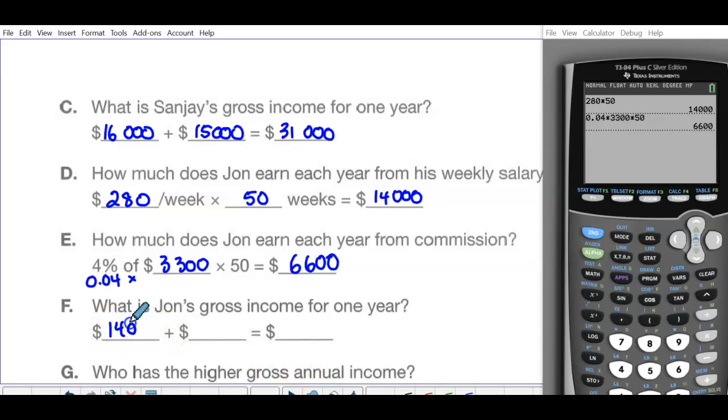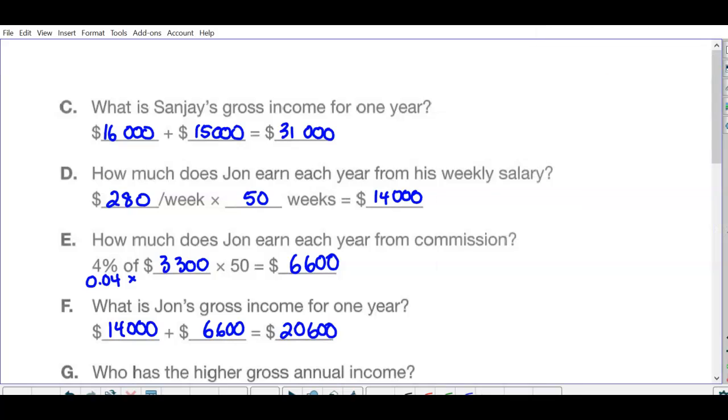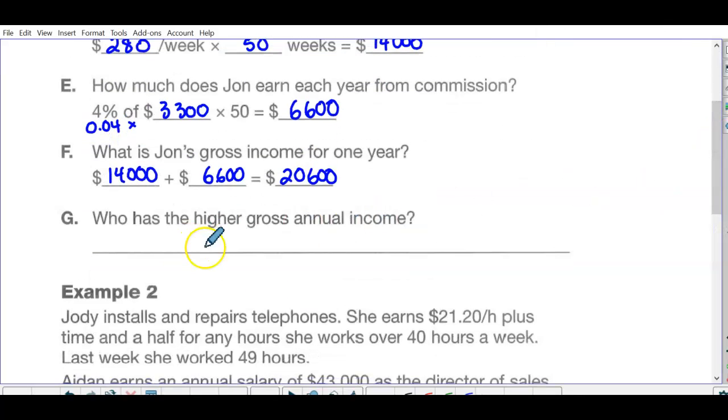Gross pay, you can tell it's not going to be even close. It's 20,600. Okay, so who has the higher annual gross income? It just asked for who does, and that was Sanjay. It didn't ask for how much higher.